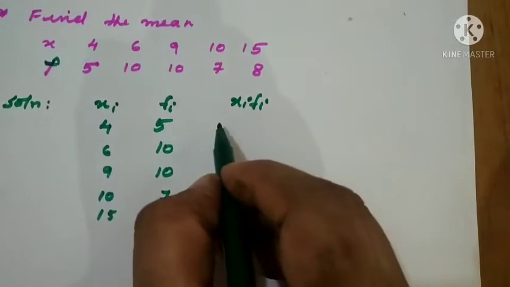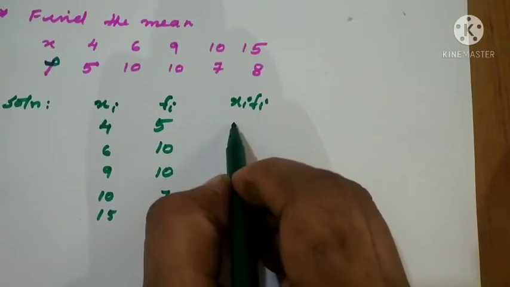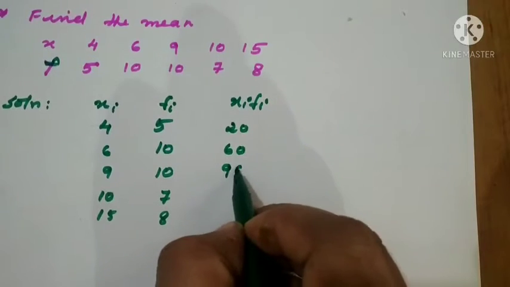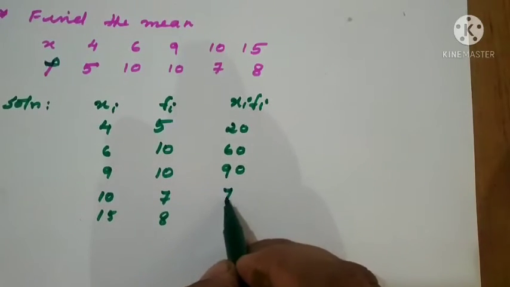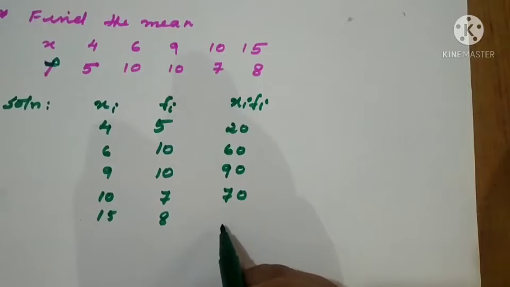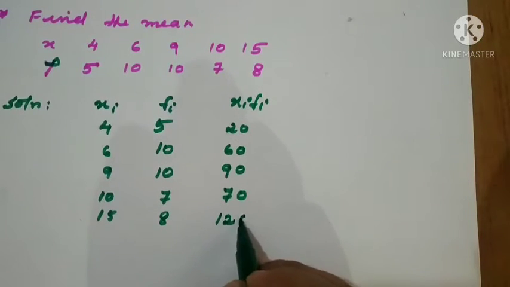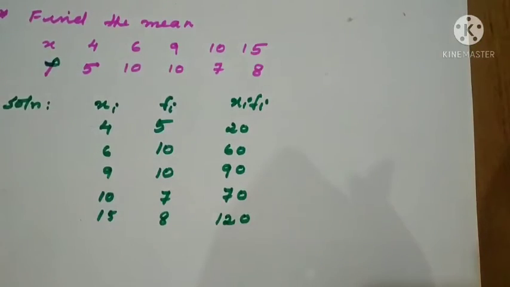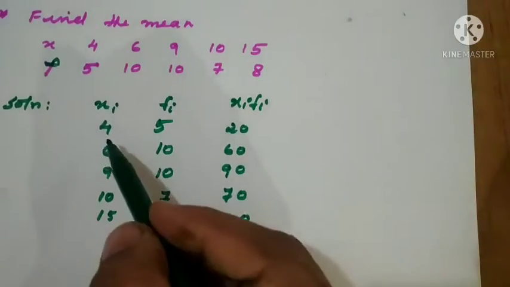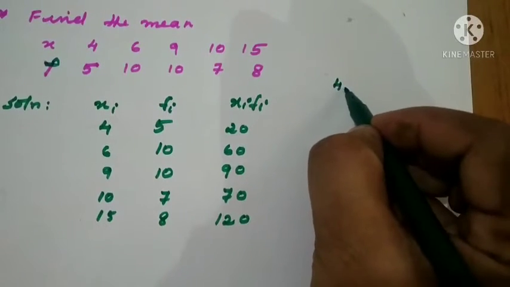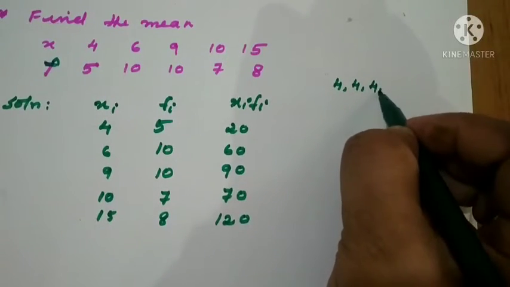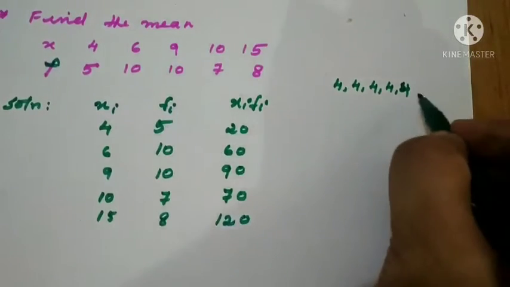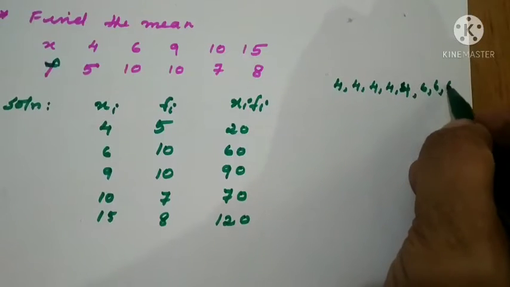So 4 into 5 is equal to 20. 6 into 10 equals 60. 9 into 10, 90. 10 into 7, 70. 15 8s are 120. So what we have done is take the product of xi and the corresponding frequency. What is the meaning of this? This shows that 4 is repeated 5 times. Next, 6 is repeated 10 times.